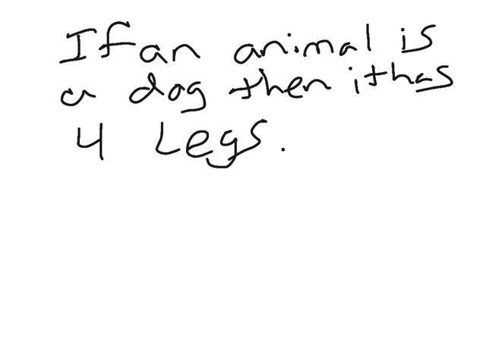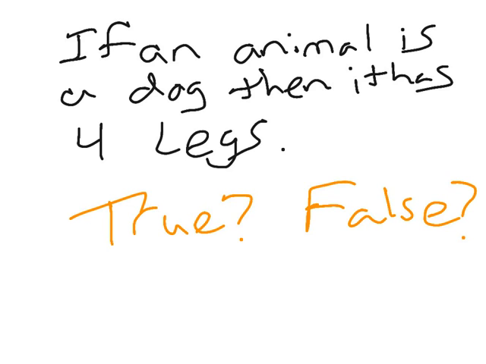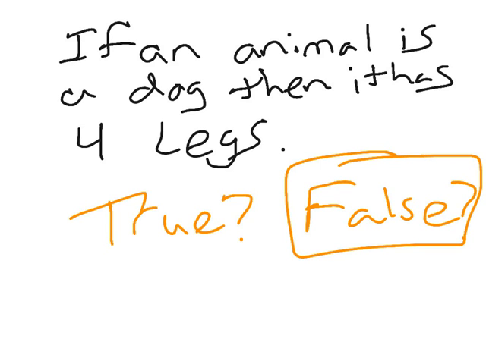Take a look at this statement here. It's a conditional statement, and it says if an animal is a dog, then it has 4 legs. Is that true? Is that false? So think about that for a moment. And in this process of thinking about if this is true or false, what you're trying to do is come up with what's called a counterexample. And that's the whole point of this lesson. If you can think of an example that proves that this is wrong or false, that's a counterexample. This one happens to look pretty good.